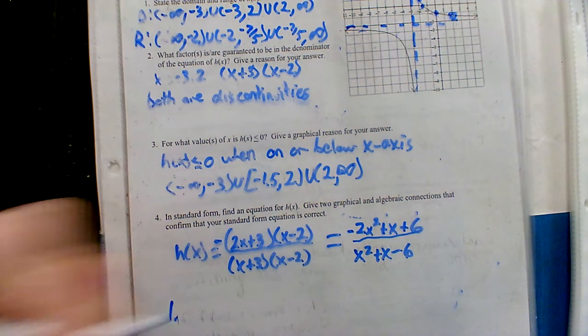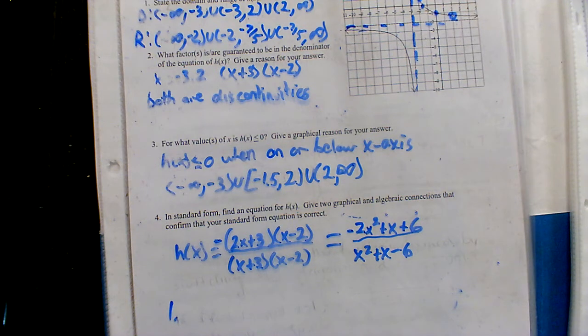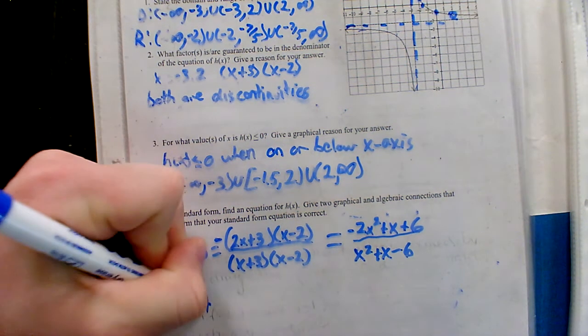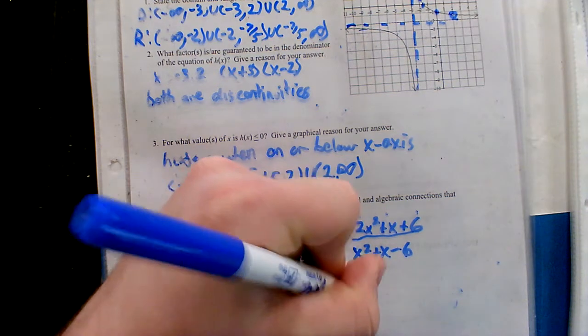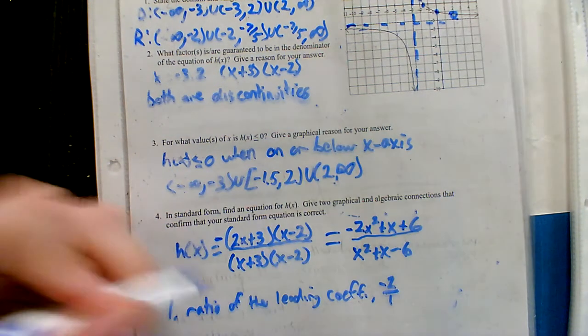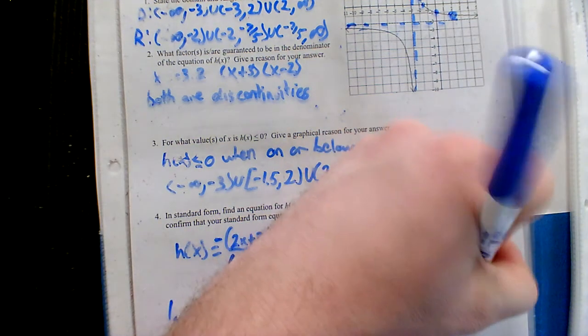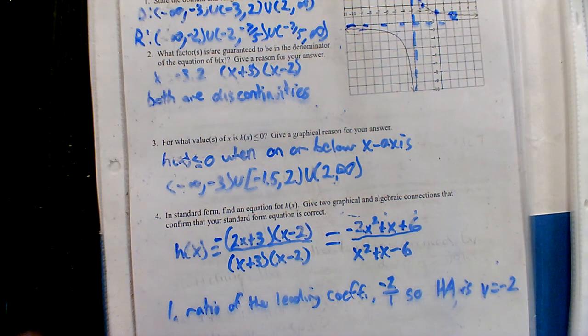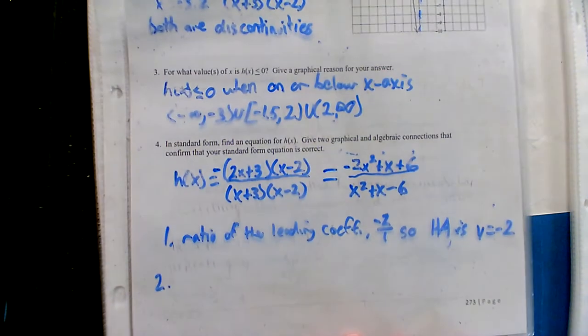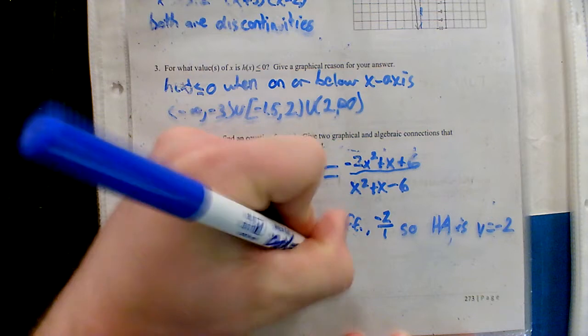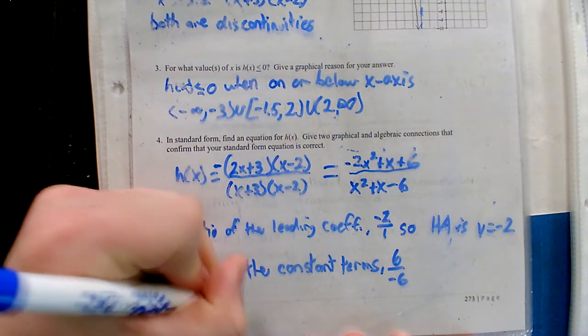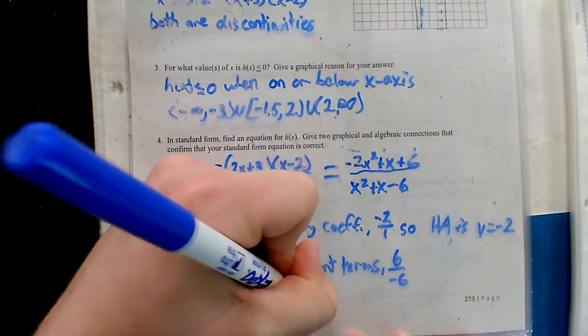All right, so 2 things we need to state. And it's pretty much what we just talked about to confirm our answer. This is how you know that your standard form was correct. The ratio of the leading coefficients was negative 2 over 1, so the horizontal asymptote is y equals negative 2. Then the ratio of the constant terms is 6 over negative 6, so y-intercept of negative 1.